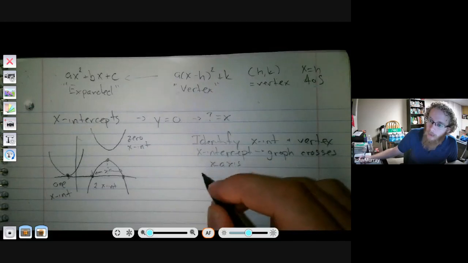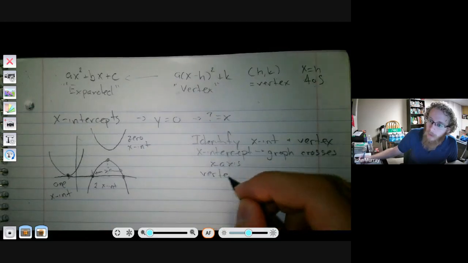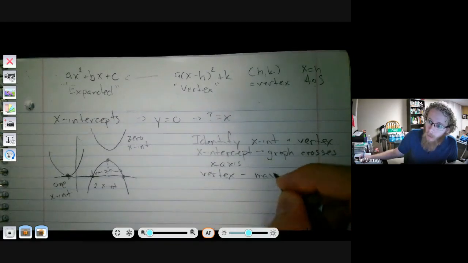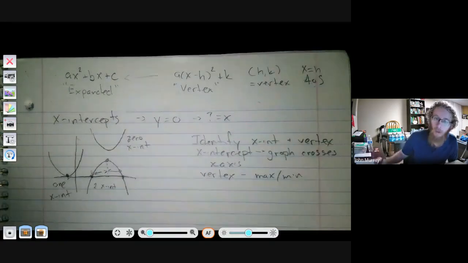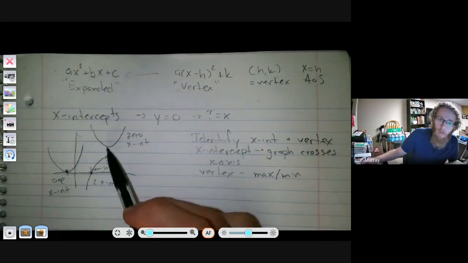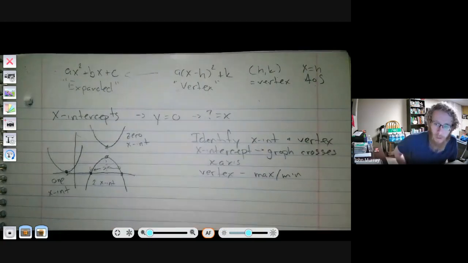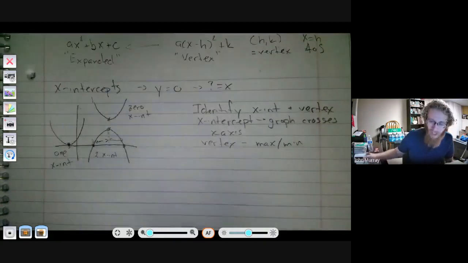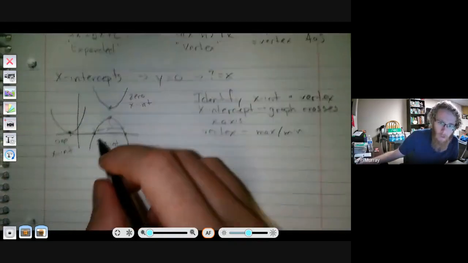And our vertex, we said on Tuesday, will either be the maximum, right, if we're facing down, or it'll be the minimum if we're facing up. Right? So if we have a graph, it's super simple, pretty straightforward. If we have an equation, though, it's slightly different.